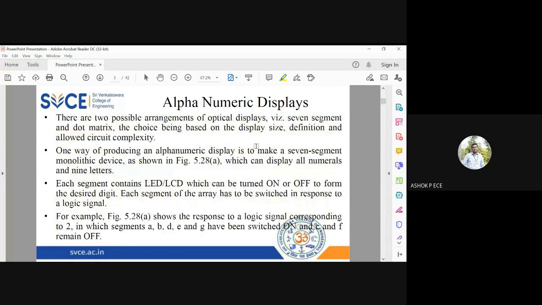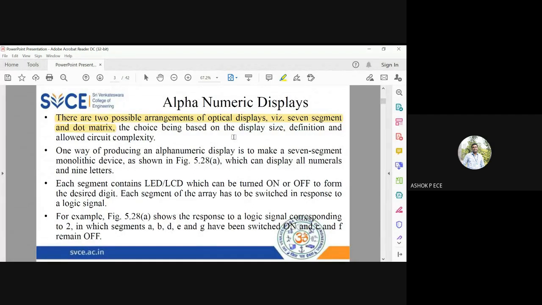Two possible arrangements of optical displays are there. One is the 7-segment display. A 7-segment display is what you see in offices where they display numbers. For example, in bank counters and railway stations, they display the train numbers, right? Each number is a 7-segment display. You have 7 LEDs looking like an 8. They keep the 7 LEDs in the form of an 8.